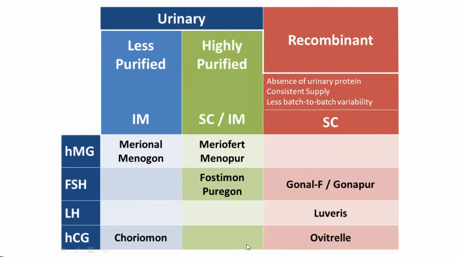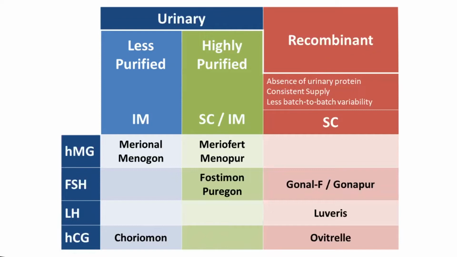We have only 2 preparations, the Hormone, which is purified urinary HCG. It's given only intramuscular, and the Ovitrel, which is a recombinant form of HCG. The difference between urinary and recombinant HCG is in 3 aspects. Number 1, the recombinant is advantaged by absence of urinary protein. Urinary protein is antigenic protein, and this absence allows for subcutaneous administration.